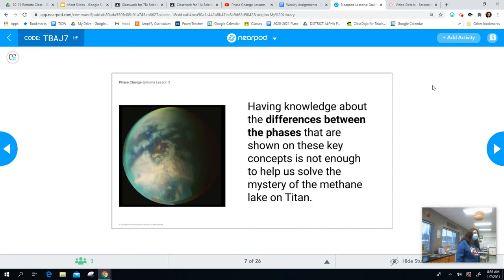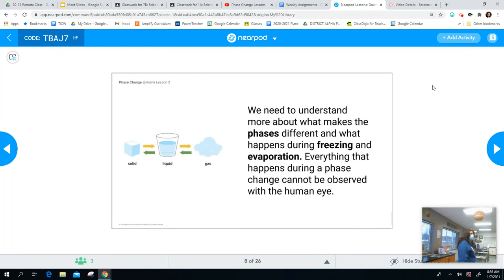Having knowledge about the differences between the phases shown in these key concepts is not enough to help us solve the mystery of the methane, right? We can't figure out what's going on just knowing about the solid, liquid, gas. We have to know a little bit deeper. We need to understand more about what makes the phases different and what happens during freezing and evaporation. What's going on during those processes?